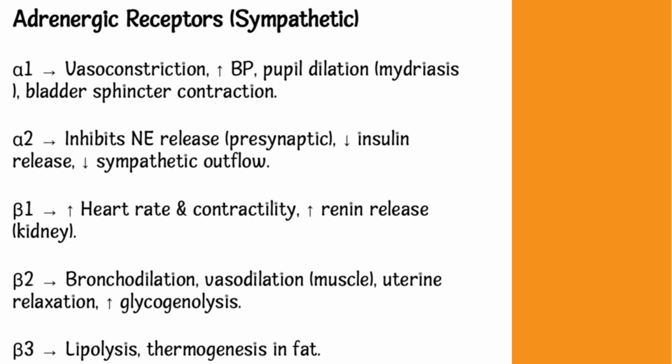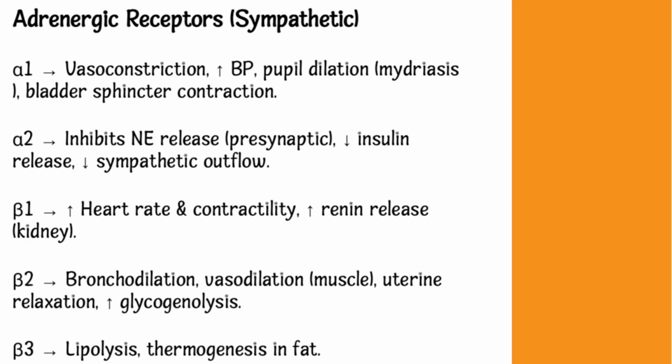We have alpha 2 receptors. Now they inhibit norepinephrine release. They reduce insulin release, and they reduce the sympathetic outflow. So from what you can see, alpha 1 wants to increase this sympathetic outflow, but alpha 2 wants to reduce this sympathetic outflow. We have beta 1. It increases the heart rate. It also increases the contractility of the heart muscles, the myocardium. It also causes increased renin release from the kidney.